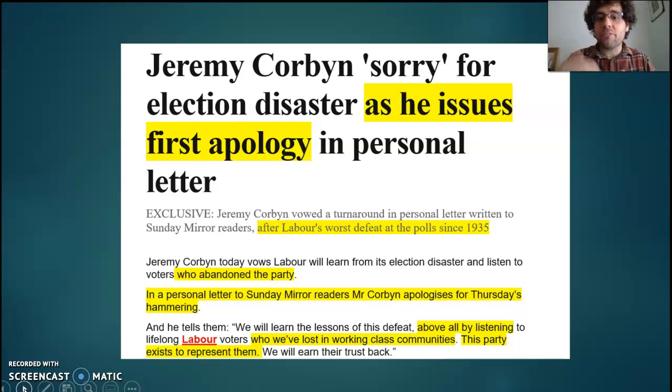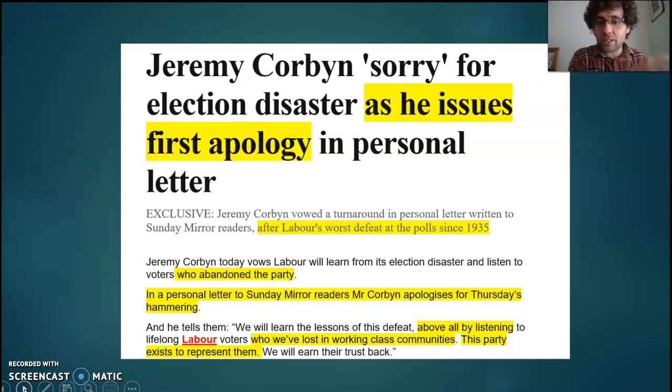Another adverbial clause: "after Labour's worst defeat at the polls since 1935." Okay, it works to explain. Sorry, not an adverbial clause, but an adverbial that explains why the letter was occasioned. It gives the time. Okay, nice relative clause: "the voters who abandoned the party." It adds more information about the voters, so it's a relative clause.